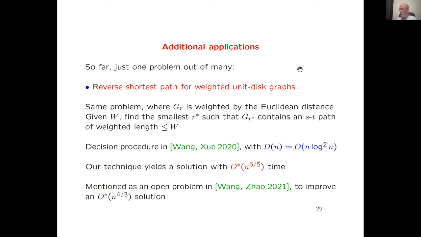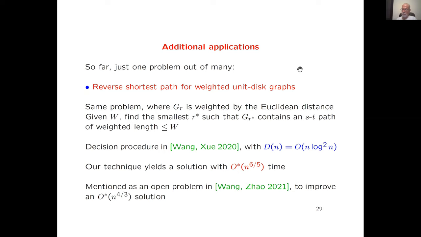So now we don't want paths of length at most k, or with at most k edges, but we give each edge its Euclidean distance as a weight, and we want to find the smallest R star such that G_R star contains a path of total weight, or total length, at most W for some W. Now, the decision procedure here is trickier, but it has been done by Wang and Xu with almost linear running time. So again, we can use our technique and get n to the 6/5.